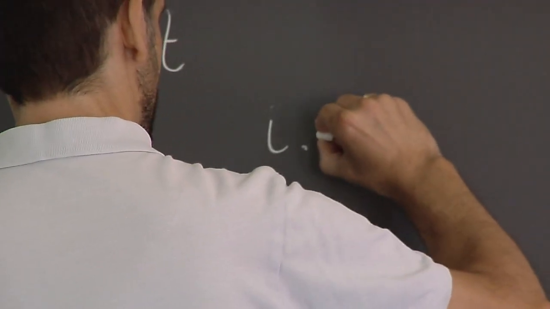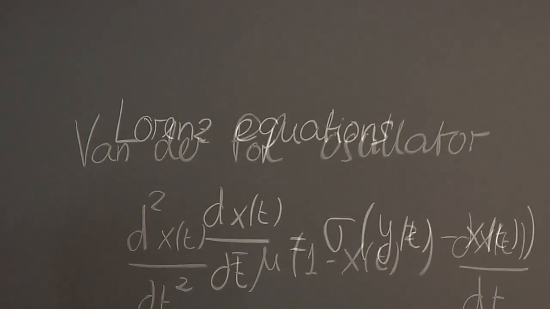It is supplemented by some boundary conditions, which in this chapter we will assume are initial conditions for the evolution in time. Let's now see three examples of differential equations.